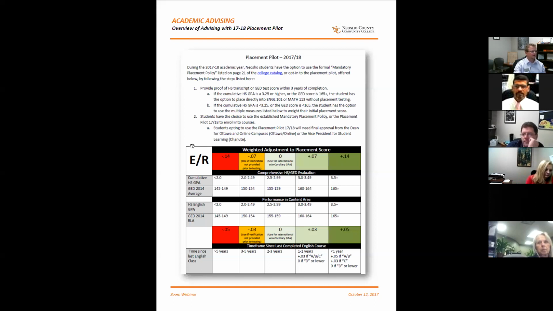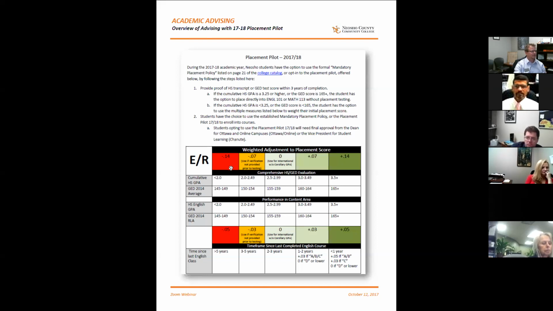What you see here is an example of how we would weight placement test score for English or reading. There's also a math version that we'll see in a couple more slides. I'll try to break this down as best I can. I'm very familiar with it myself, but I've been looking at it for about a year now, so I realize it may not be as easy to understand if it's the first time looking at it. We'll have a chance for some questions in a little bit.